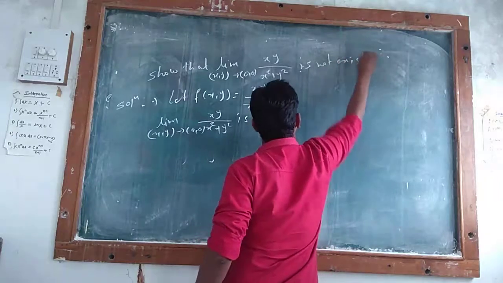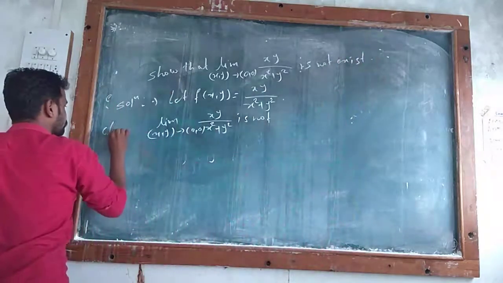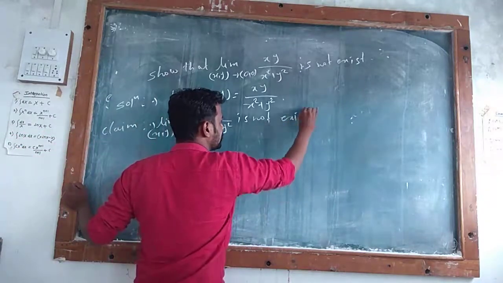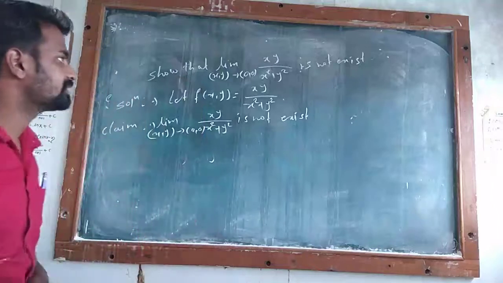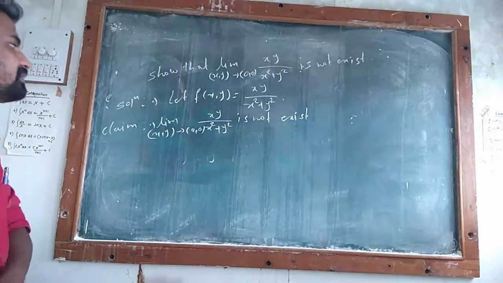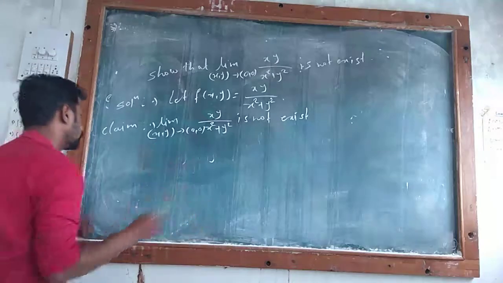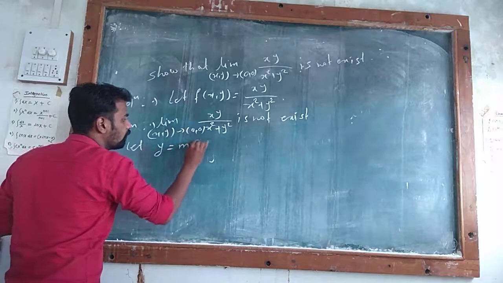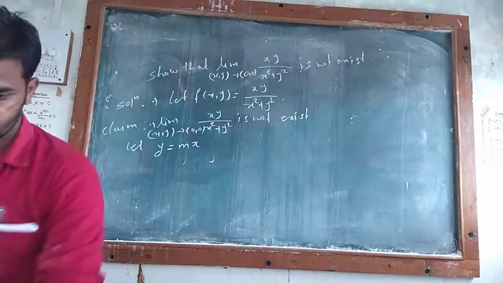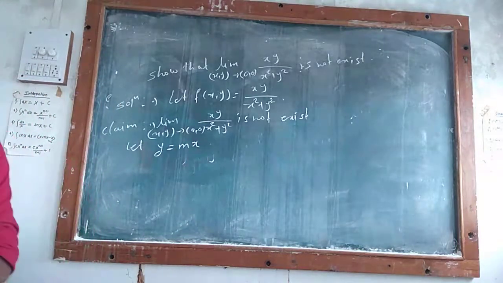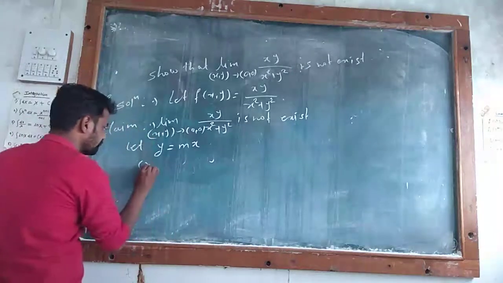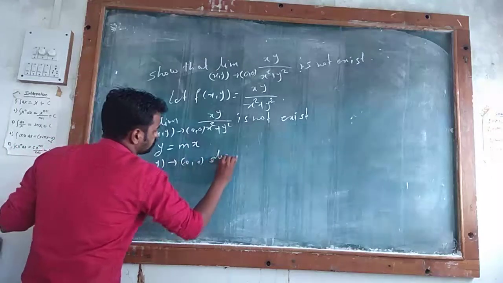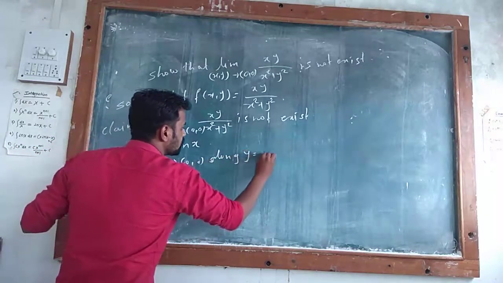You have to show that the limit does not exist. That is, you have to show that this has more than one limit, more than one limit value. So let we have a path y is equal to mx. That is, the limit as (x, y) tends to (0, 0) along the y is equal to mx path.